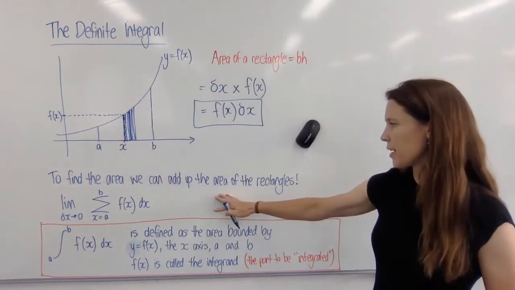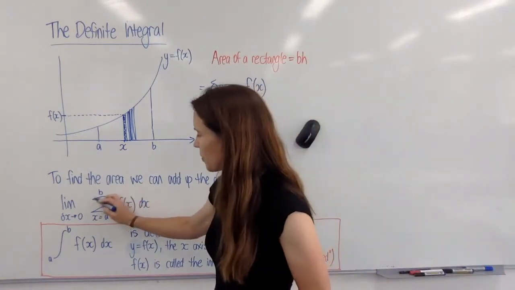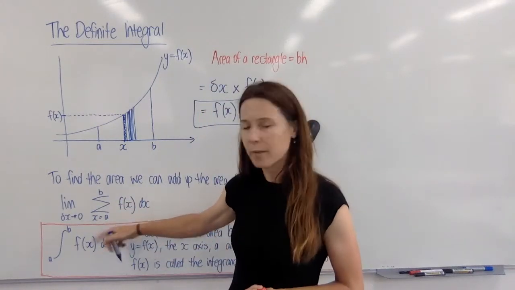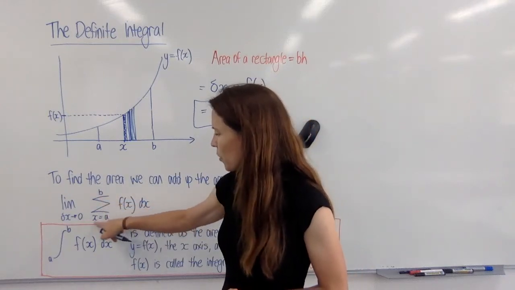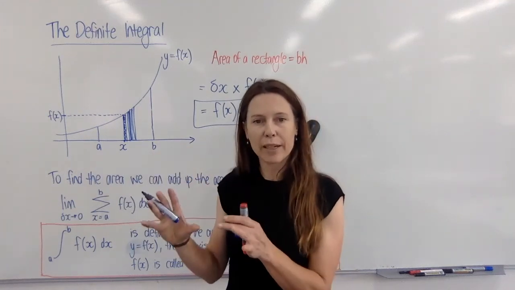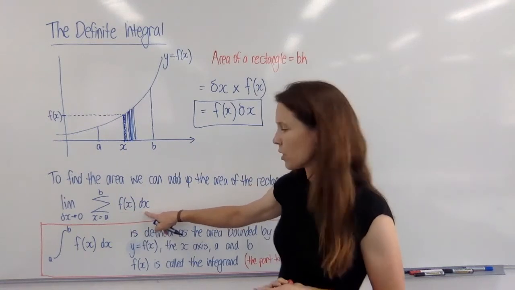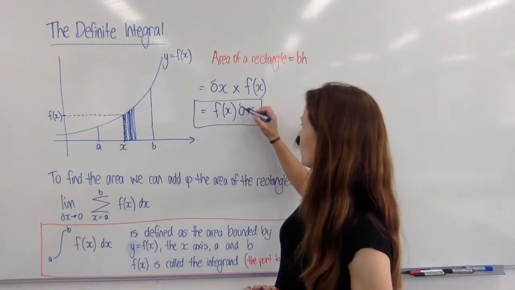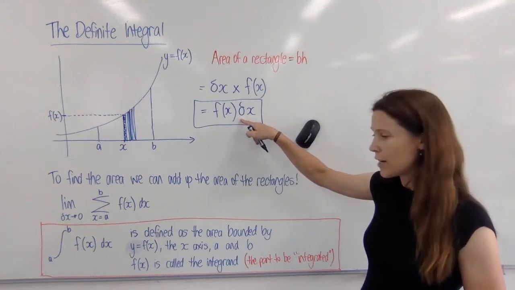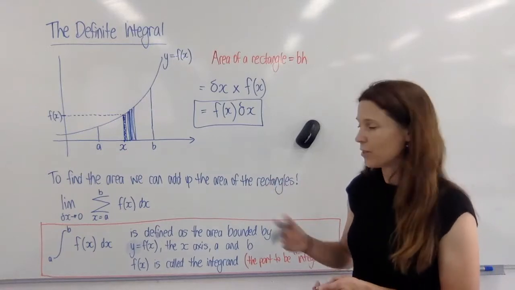To find the area, we can add up the area of all of the rectangles. We've seen this symbol before when we were looking at data. It means sum, add everything up, from when x is A all the way up to when x is B. We're going to add all the rectangles together. Here we have the formula for the area of any one of the rectangles: f of x times our small change in x. In our notation, we've changed delta x, a small change in x, to dx. You saw that same notation when we were looking at differentiation.